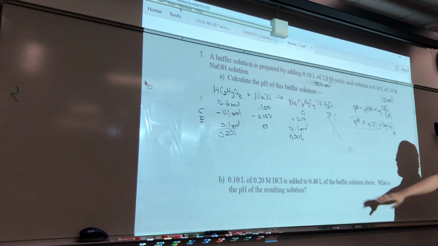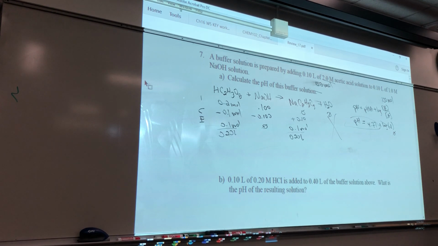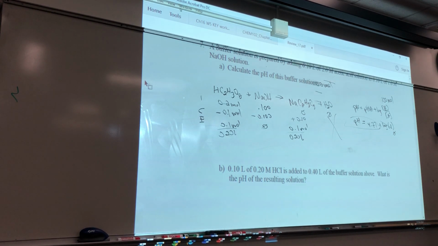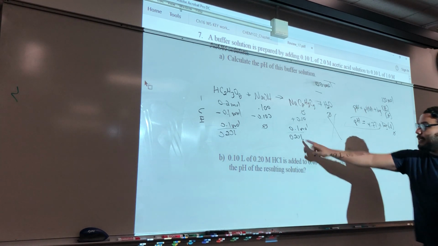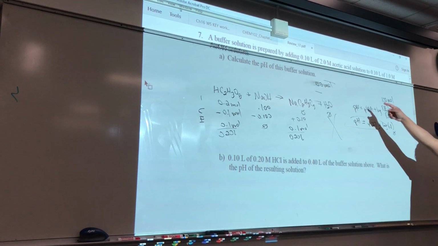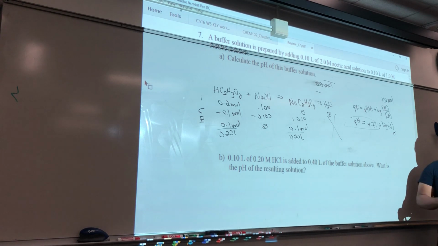So we're going to use these values, I think, for the next one. Just scroll up a little bit. Right there? Where did you get that number? If you look in the question, the buffer solution is prepared by adding 0.1 liters and another 0.1 liters, so you get 0.2 total volume. Molarity is over total volume. Okay.